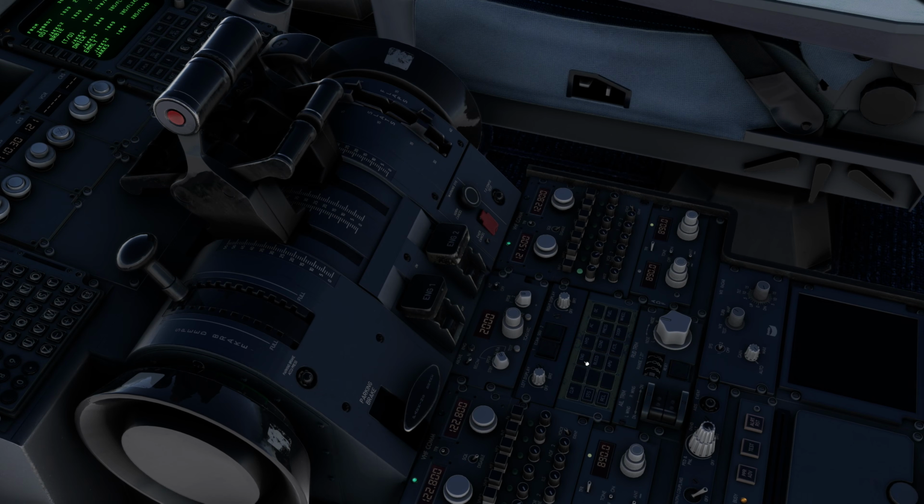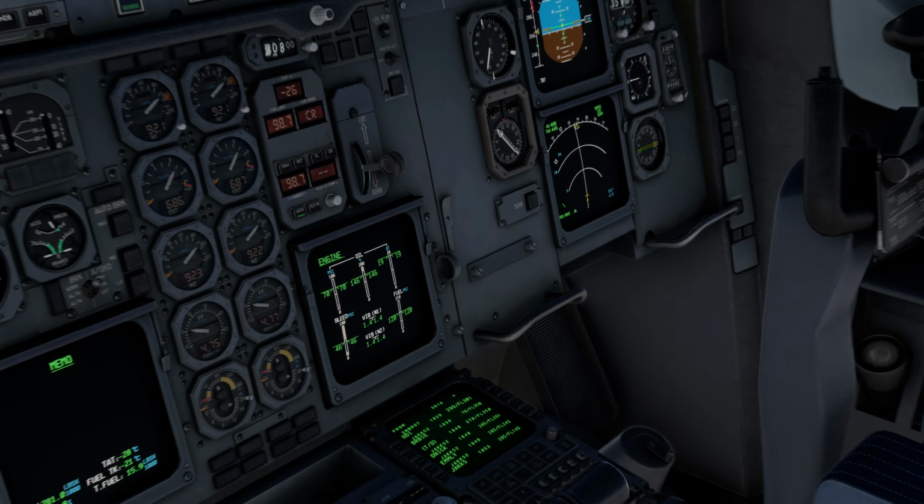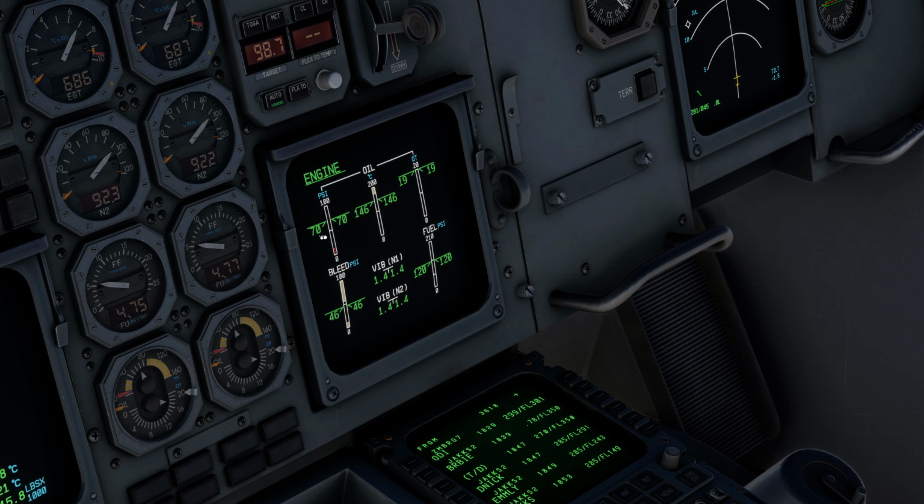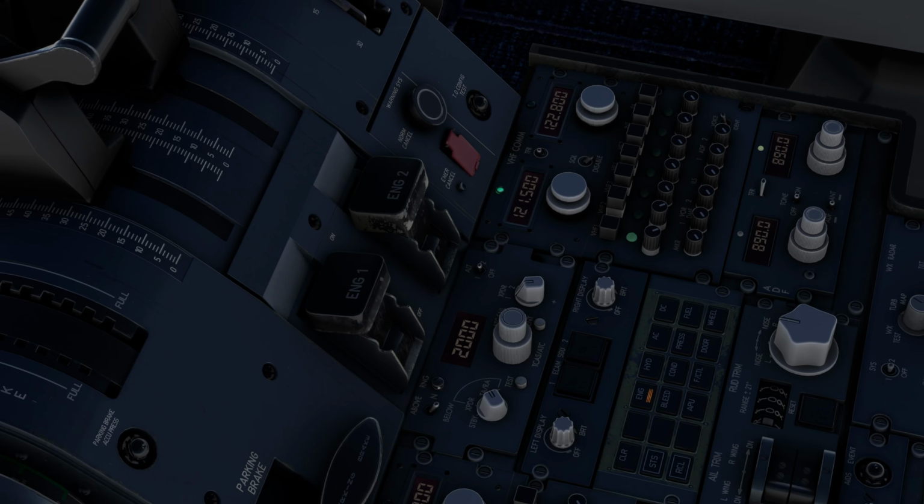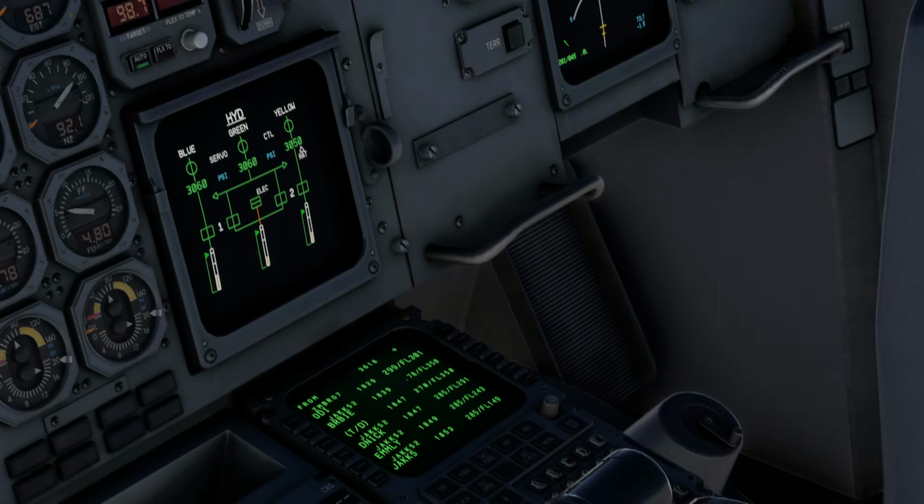We're going to start up here with the engine page, and then we're just going to move through all the pages. So on the engine page, we're just making sure we've got things like the oil pressure, the oil quantity is looking good. We have a look at the vibrations to make sure that they are within normal limits, and the engine bleed and the fuel pressure are looking good as well. Then we can move on to the hydraulic systems.